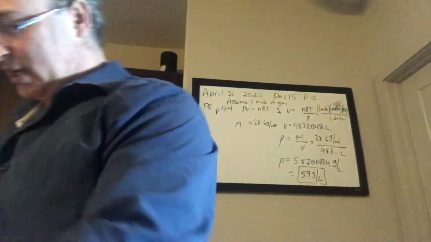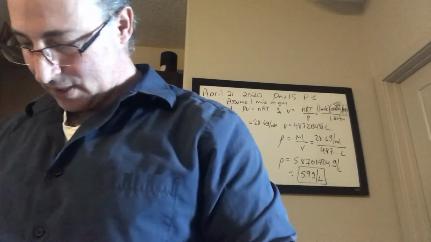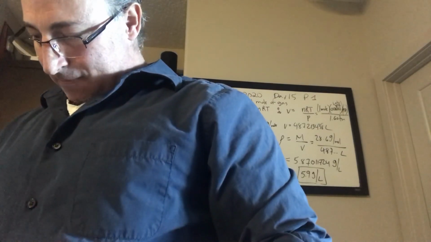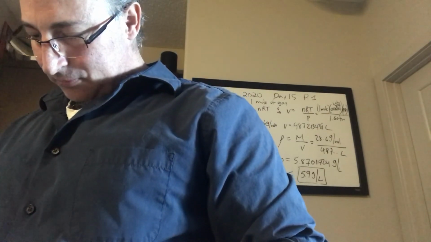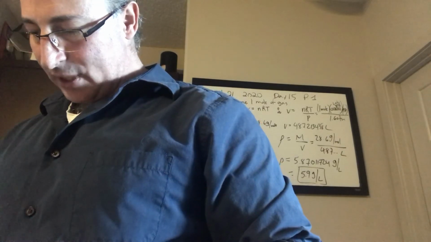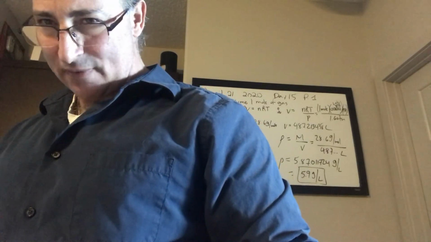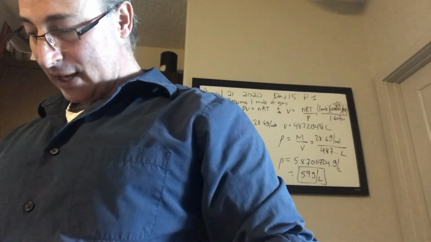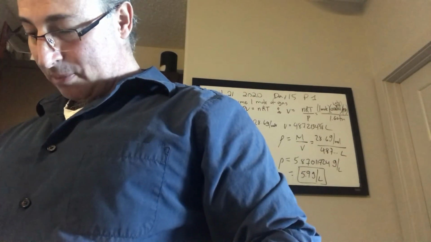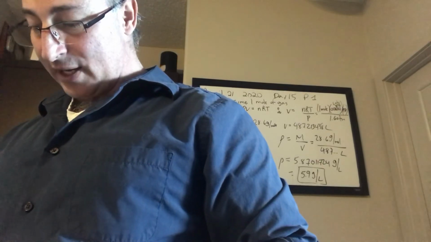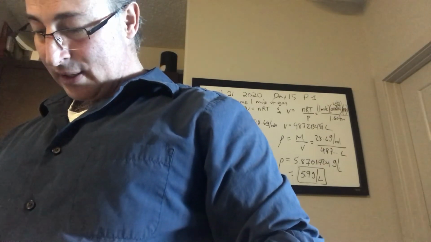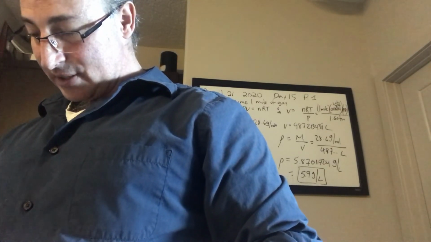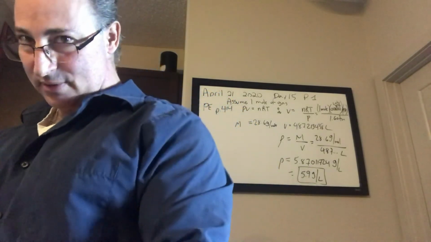I'll read it to you just in case you couldn't get it clearly. It says, the gas pressure in an aerosol can is 1.5 atmospheres at 25 degrees Celsius. Assuming that the gas inside obeys the ideal gas equation, what would the pressure be if the can were heated to 450 degrees Celsius? Okay, so try to solve that.